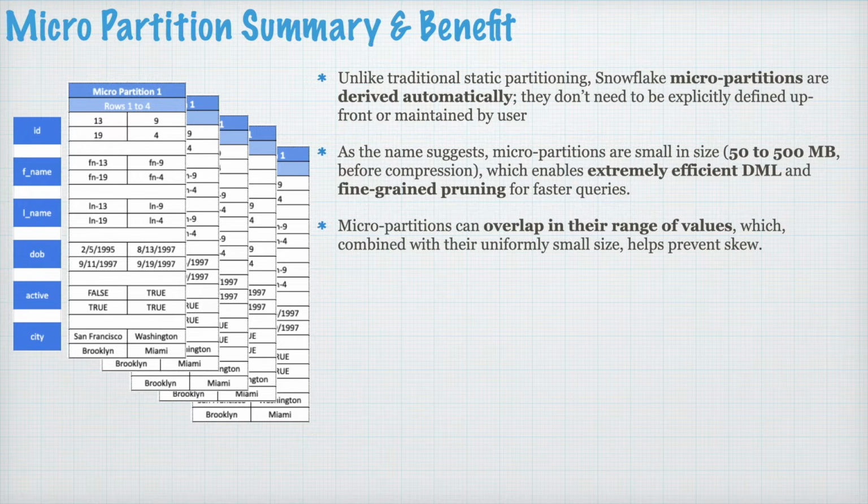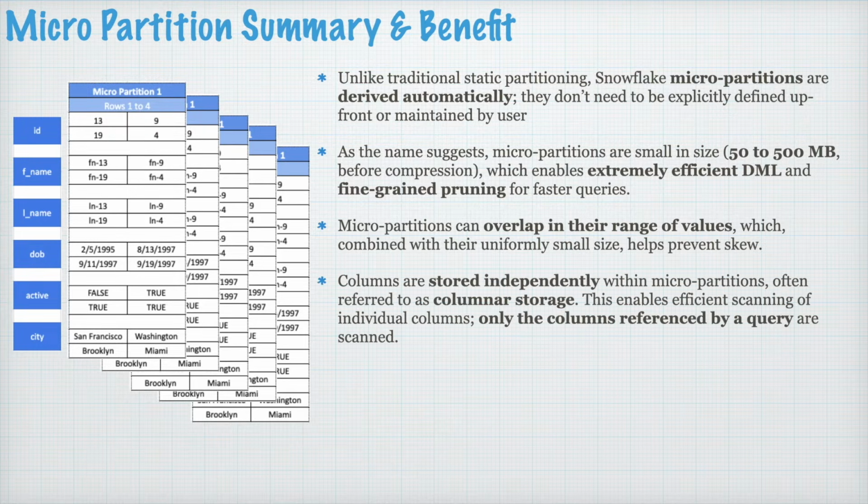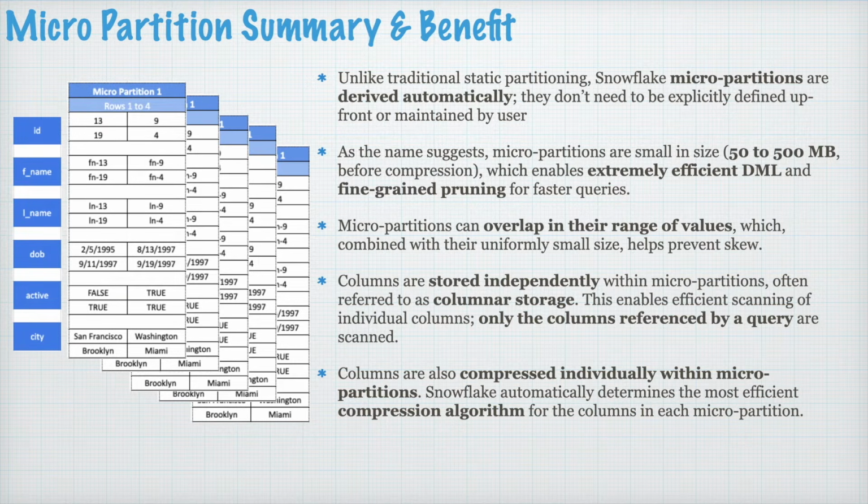Micropartitions can overlap in their range of values, which combined with their uniformly small size helps prevent skew. Columns are stored independently within micropartitions, often referred to as columnar storage. This enables efficient scanning of individual columns. Only the columns referred to by a query are scanned. Columns are also compressed individually within micropartitions. Snowflake automatically determines the most efficient compression algorithm for the columns in each micropartition.